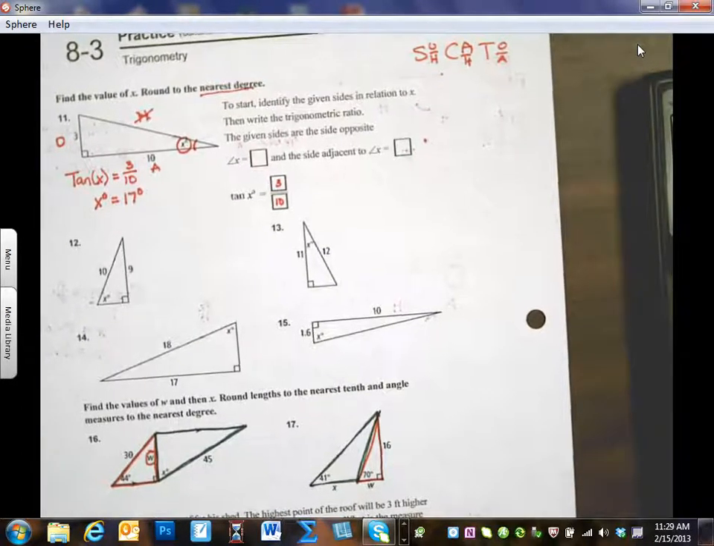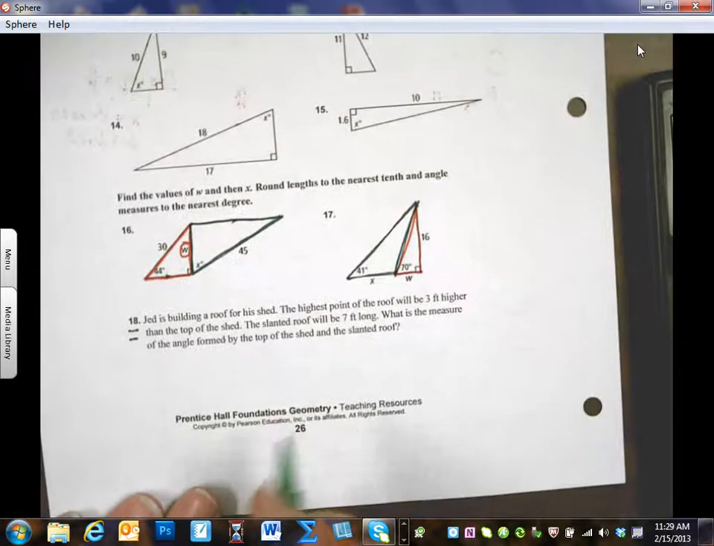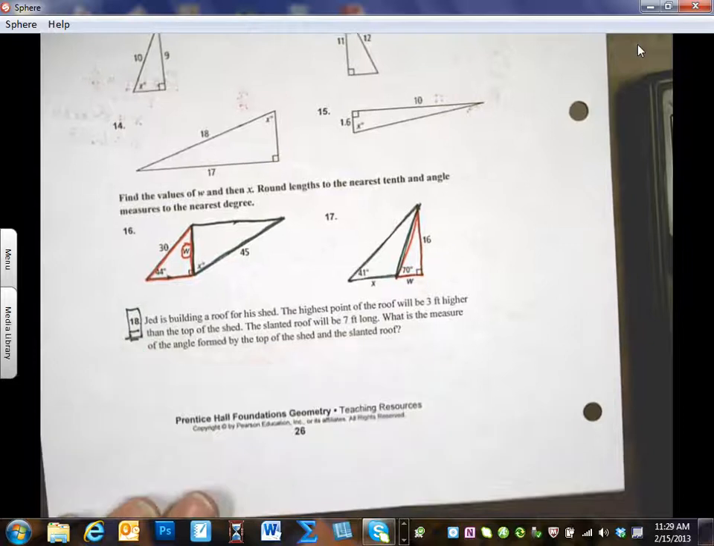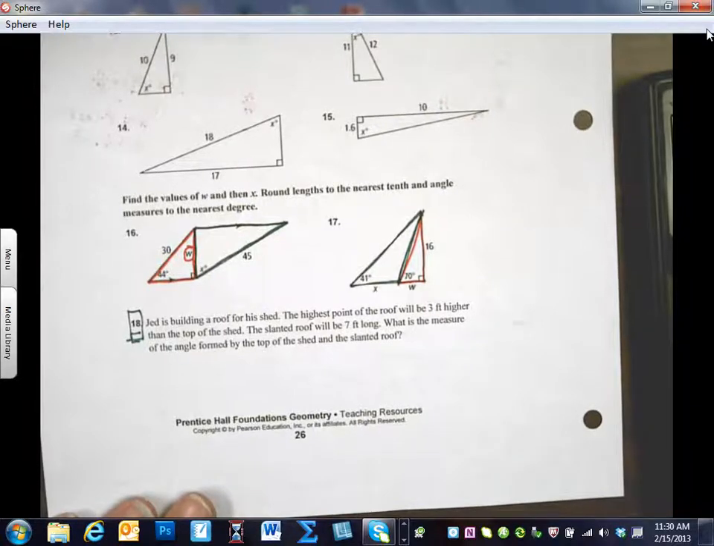And then on number 18, you know what I'm going to say. Draw a picture. If you don't draw a picture, you're really going to struggle with this problem, because you won't have anything to write on. I realize you guys can be kind of lazy math students, but in this case, please waste the paper and draw yourself a picture.